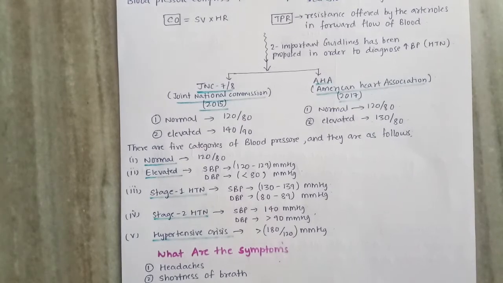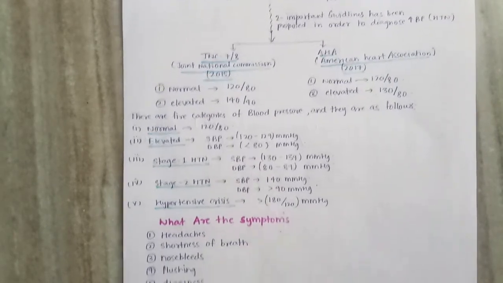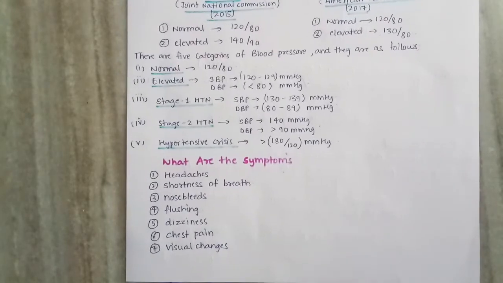So what are the clinical symptoms and signs which tell us whether the patient has hypertension or not? The patient may have a headache, shortness of breath, nosebleeds, flushing, dizziness, chest pain, and visual changes. In order to diagnose hypertension, we can also do ophthalmoscopy to check whether there are any hemorrhagic lesions on the retina.